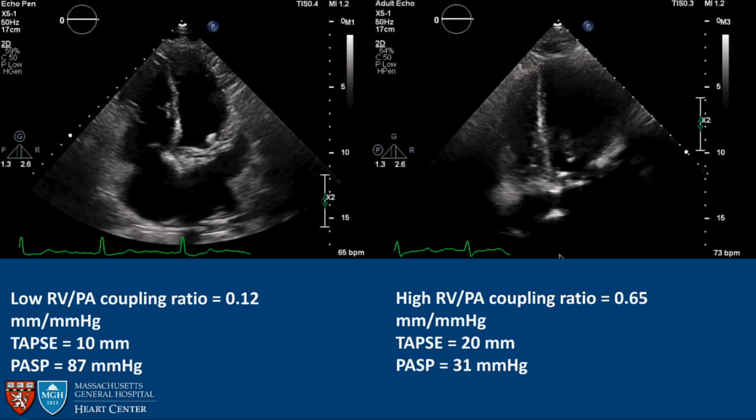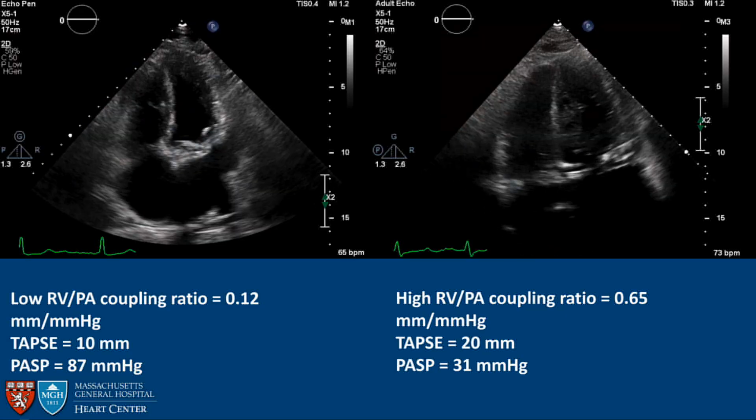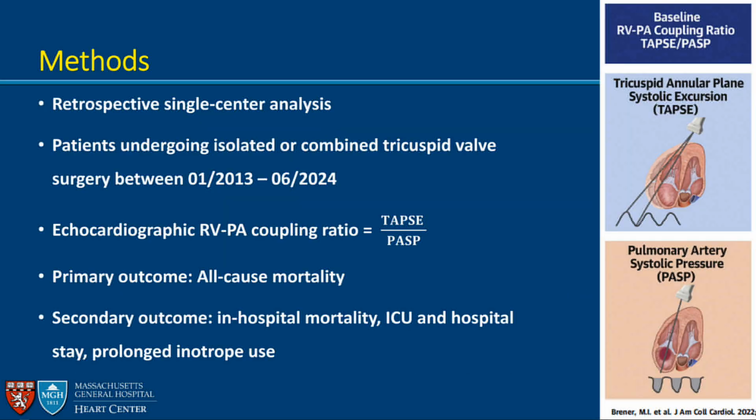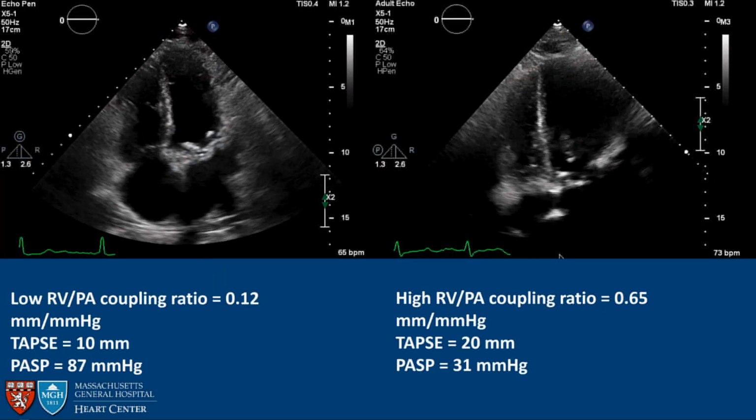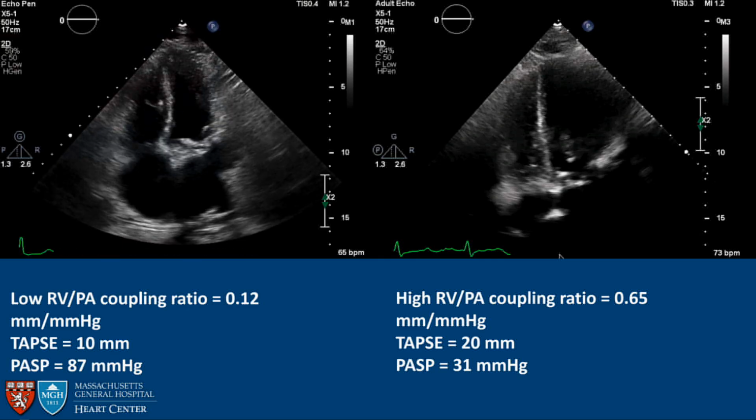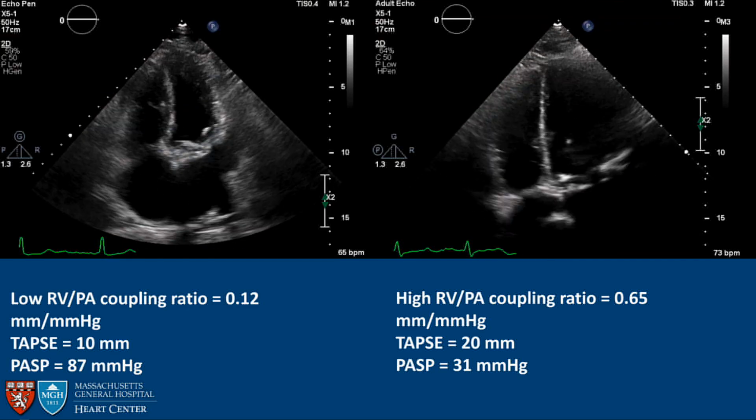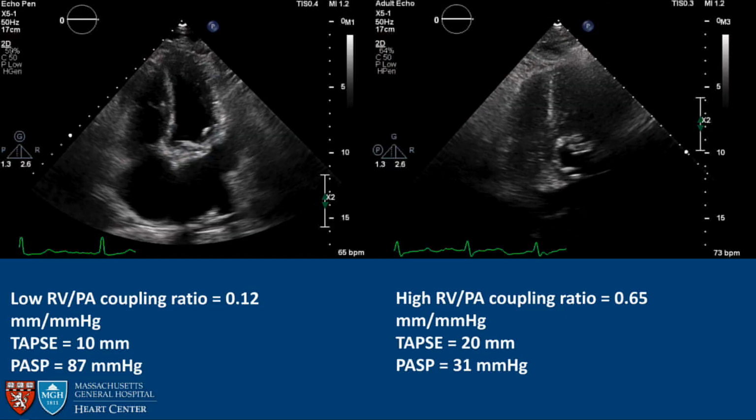Here are two exemplary patients of our cohort. On the left side is a patient with poor RV function. He has a low RVPA coupling ratio of 0.12. On the right side is a patient with good RV function, with a high RVPA coupling ratio of 0.65.